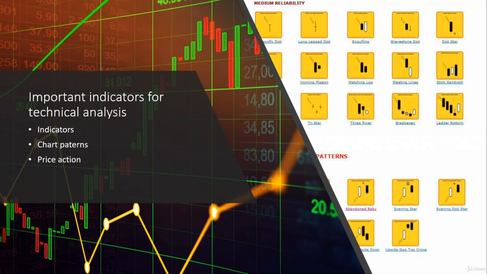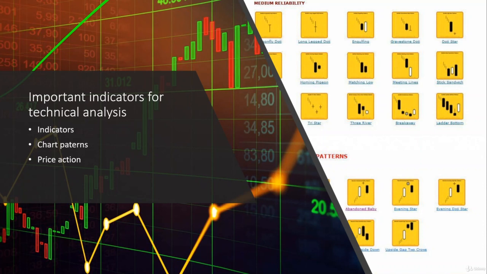The last thing will be price action. You'll see chart patterns and price action can be put in the same category. I personally put them in the same category. The only difference is that chart patterns, for me personally, is when you work directly with candles. For example, you can have two candles that will predict that the price will fall. Some predict that the price will go up.